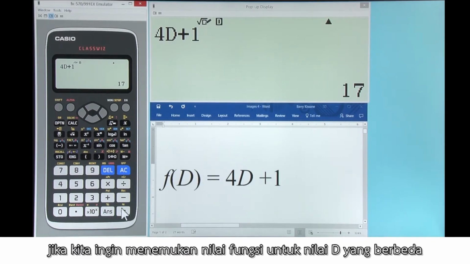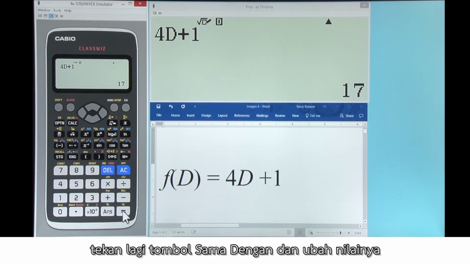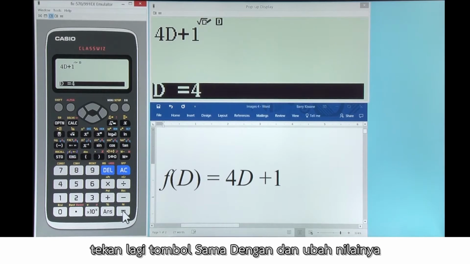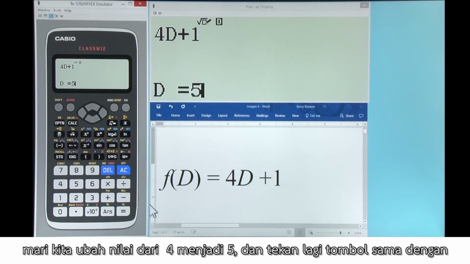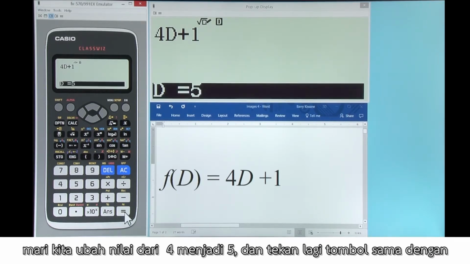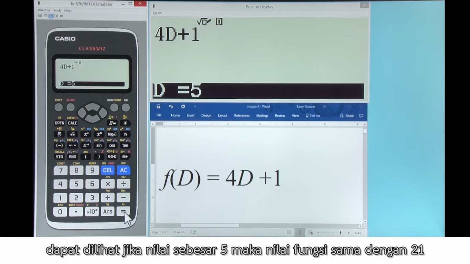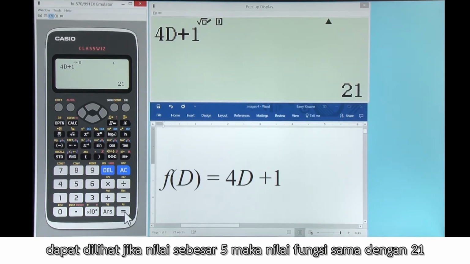If we wanted to find the value of the function for a different value of d, tap the equals key again and change the value. Presently it's showing 4, let's make it 5. And tap the equals key again. You can see the value of d is set now to 5 and the value of the function is 21.